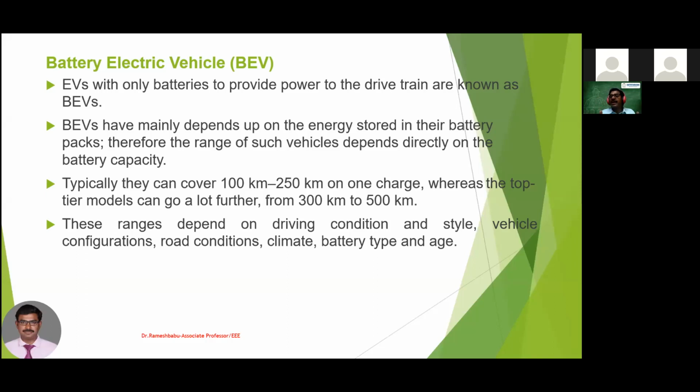Where you drive, highways, urban roads, uphill, the road condition, driving style, climate, and battery age are also going to affect the range of the vehicle. The problem with a battery operated vehicle is that only the battery is available as the source. If the battery is drained, then no other source is available. That's the drawback of this kind of battery electric vehicle.